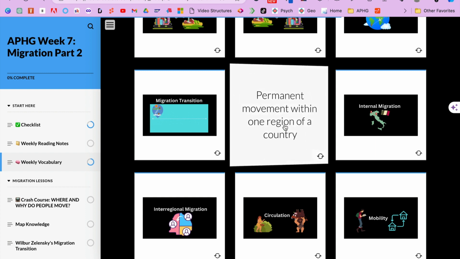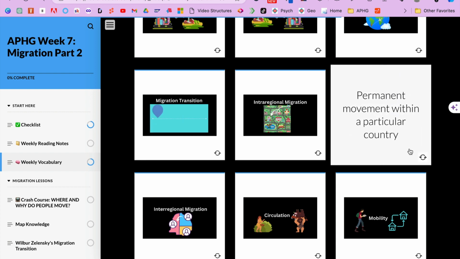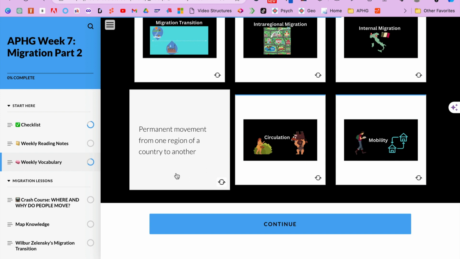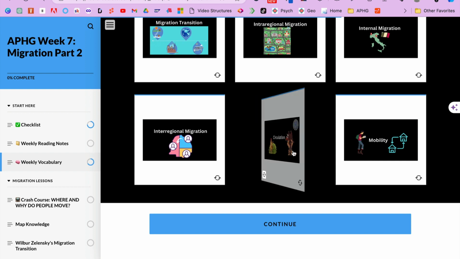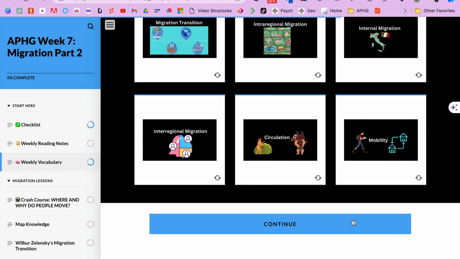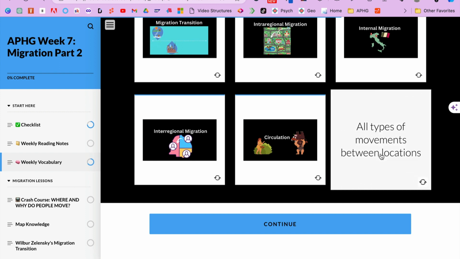Intra-regional migration, permanent movement within one region of a country. Internal migration, permanent movement within a particular country. Interregional migration, permanent movement from one region of a country to another. Circulation, short-term, repetitive, or cyclical movements that recur on a regular basis. And mobility, all types of movements between locations.